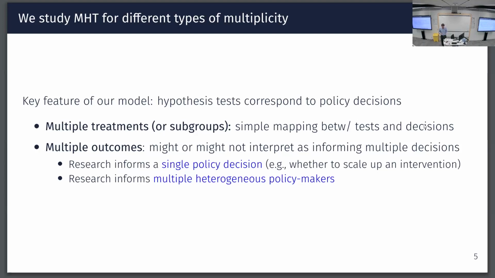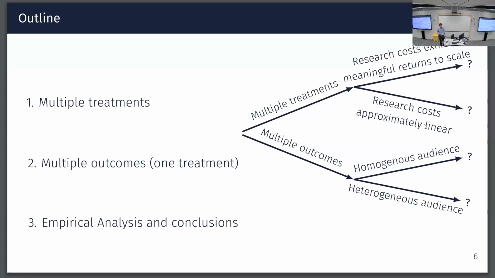So to do so, we're going to think about two different frameworks for multiple outcomes. On one side, we first think about a setting where I have a single policy decision to make and many objectives. And on the other side, we think about multiple outcomes as informing a heterogeneous audience which cares about different objectives. Okay.